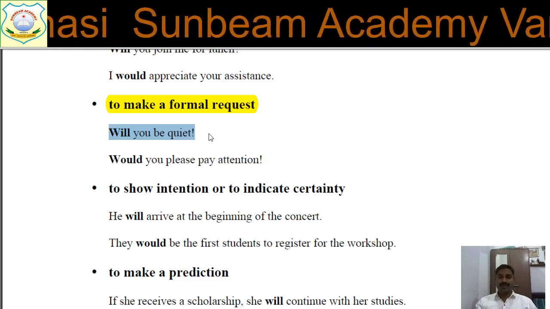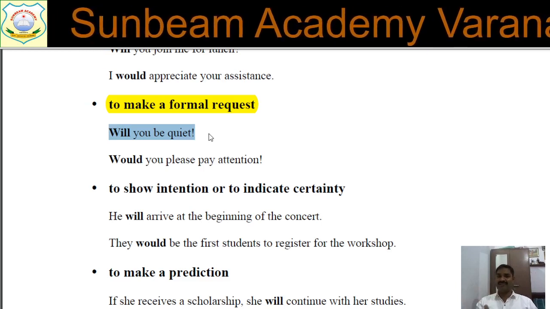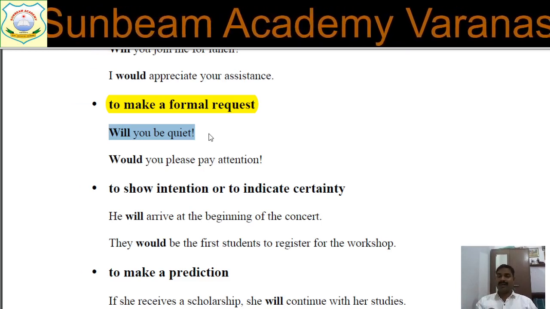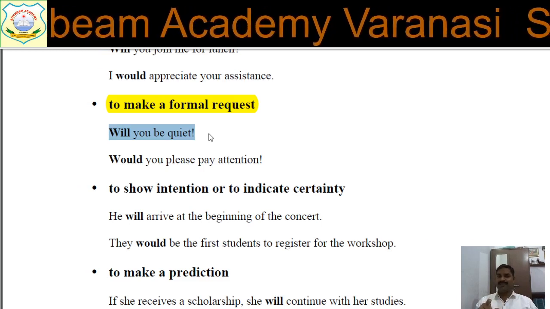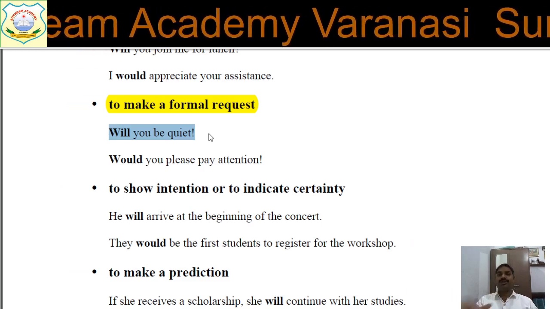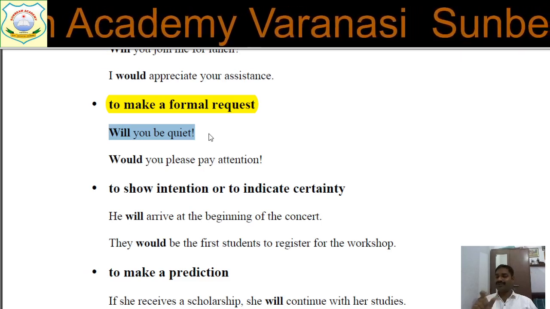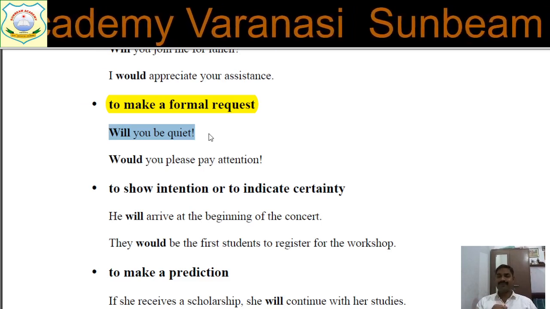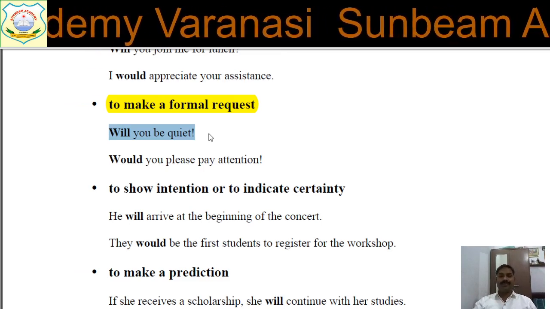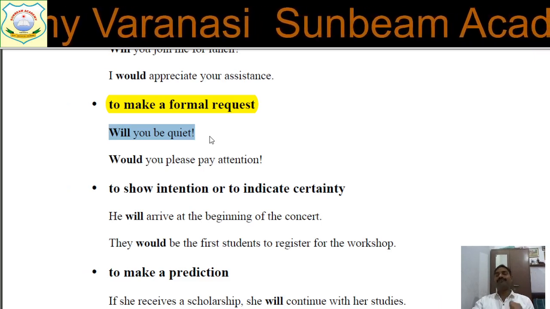Though the word you is the same for tum, whenever you speak to anybody, your modals show whether you are formal or informal. Otherwise you means the same, tum or aap. So here your modals tell whether you are formal or informal.